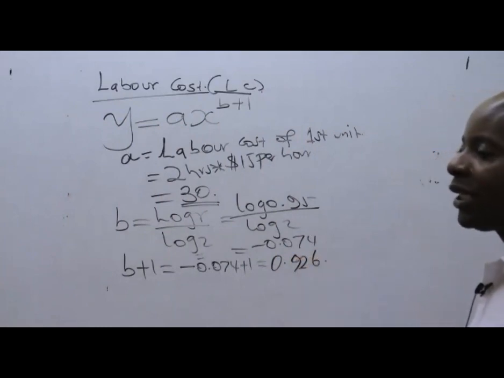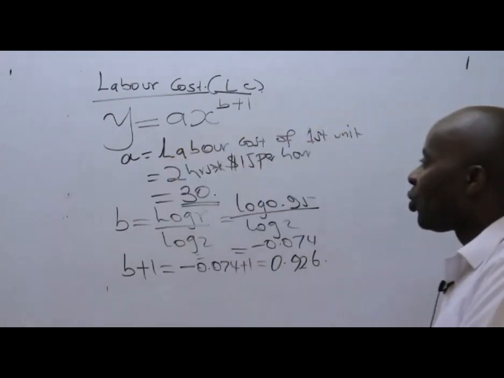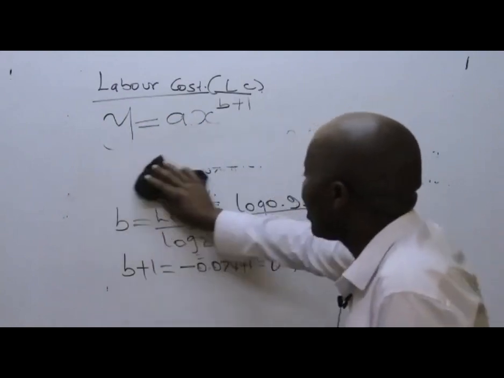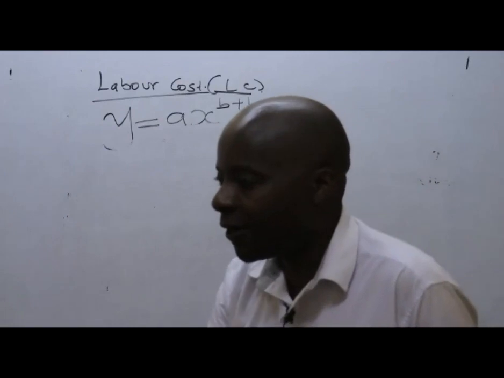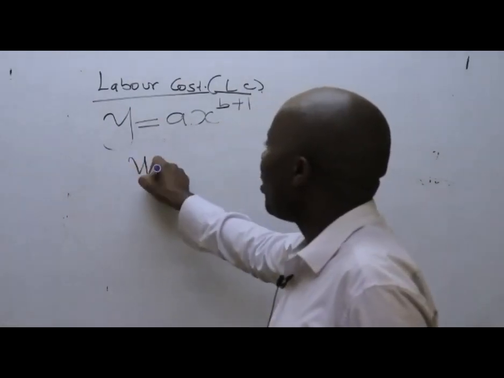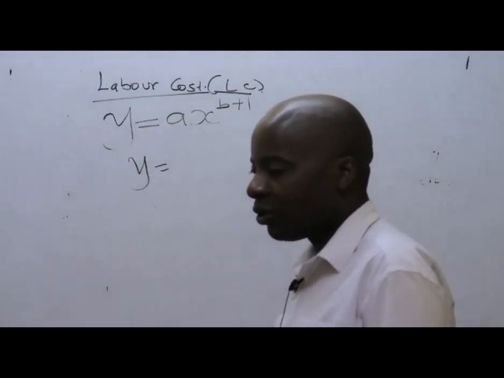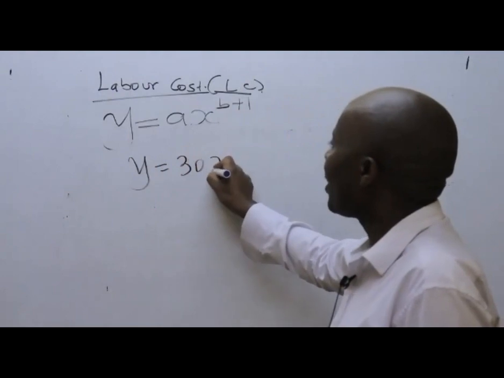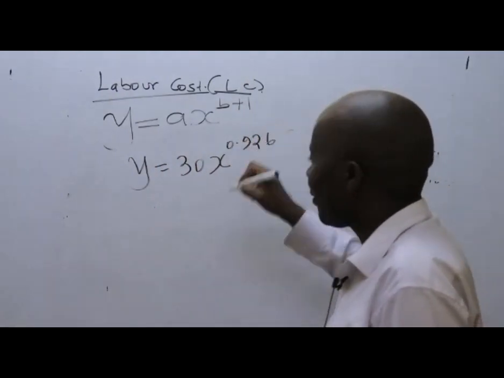Now, after you get these two parameters, ladies and gentlemen, the only thing you need to do is plug in the figures up there. When you plug in the figures, what do we have? We have our Y, which is the total labor cost. Remember, Y is the total labor cost. Thank you very much, Daniel. Y is the total labor cost, which will be 30x raised to 0.926.